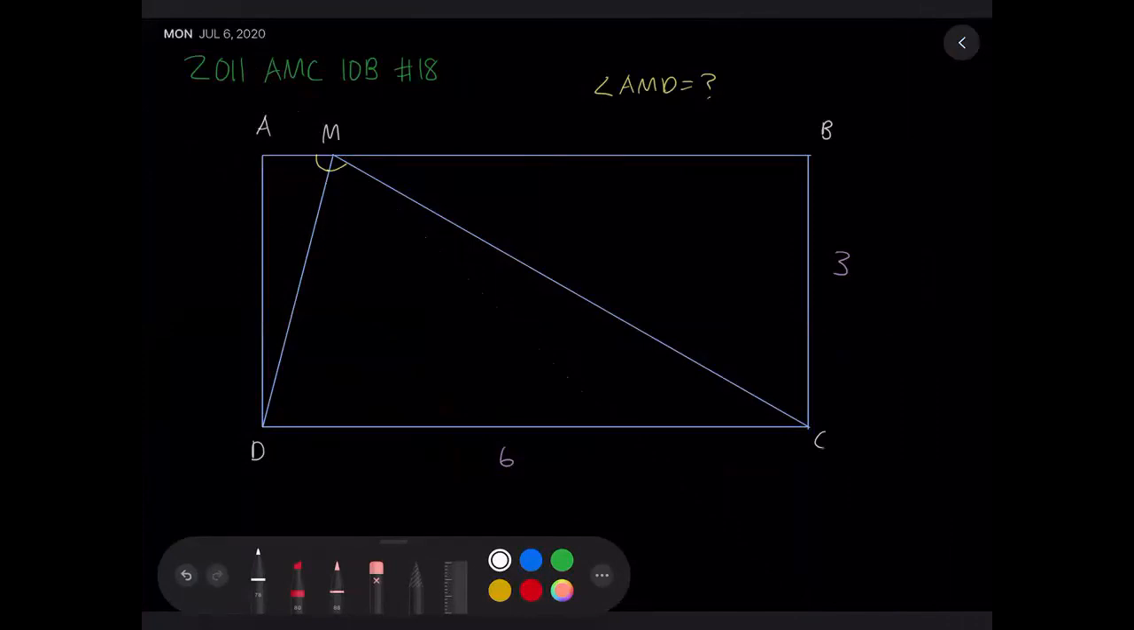So we know that we have a rectangle here, rectangle ABCD. BC is equal to 3. CD is equal to 6. And the last information is that point M is on AB such that angle AMD is equal to angle CMD. So what is the degree measure of angle AMD, which is the yellow angle? While I find a charger and check on my dad, you guys can work on that problem.